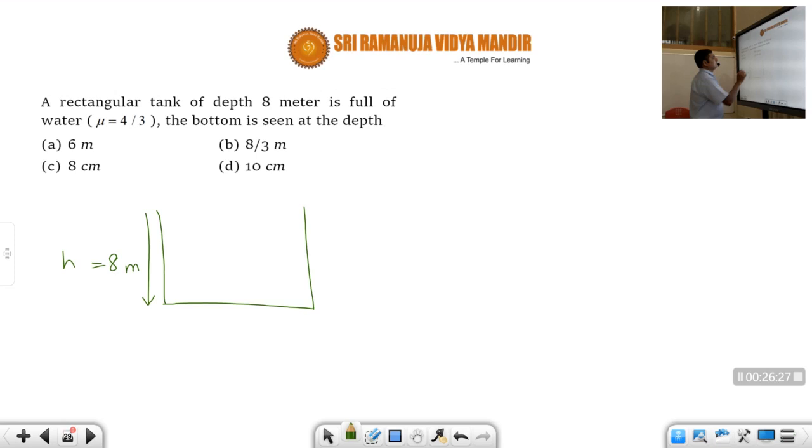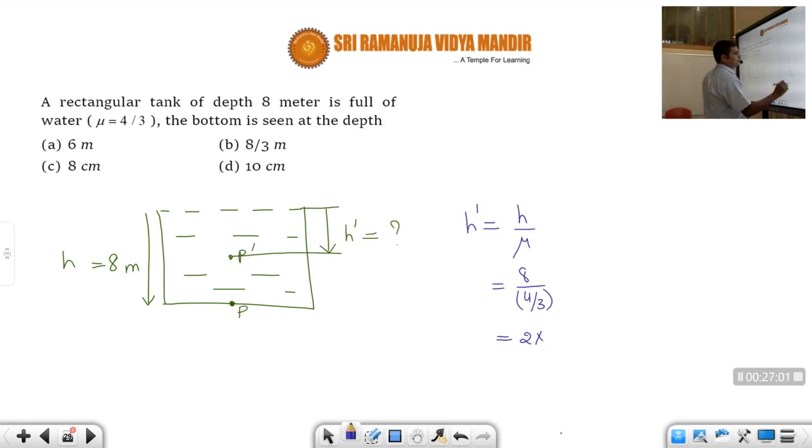What is the depth at which the bottom is seen? The bottom is this point, let us say point P. Now at what depth will you see it from here? What is the apparent depth? h dash, they are asking. You will see this bottom point somewhere around here. Correct or not, students? So how to calculate? We know the formula, students. h dash is equal to h by mu. So that is equal to 8 by 4 by 3, which is 2 into 3, that is equal to 6 meters. So the answer is the first option.